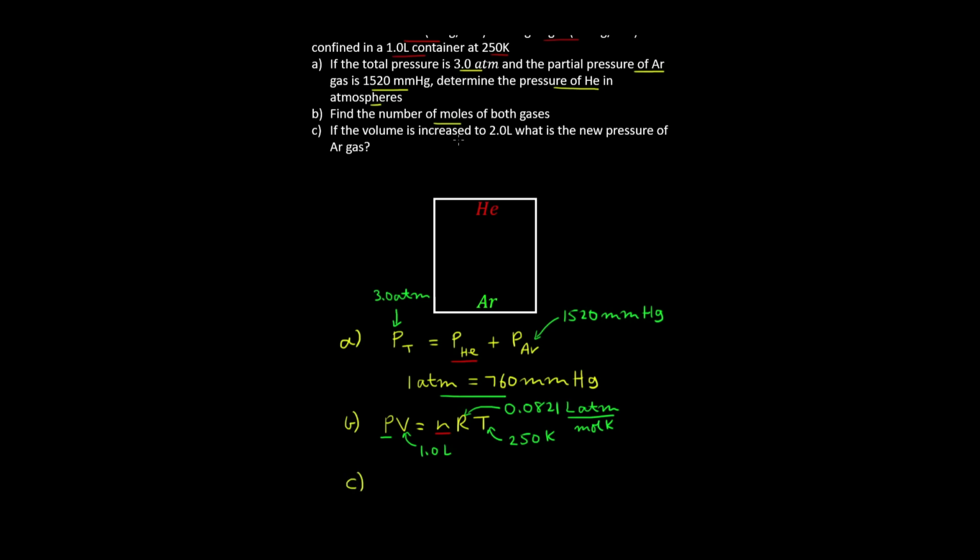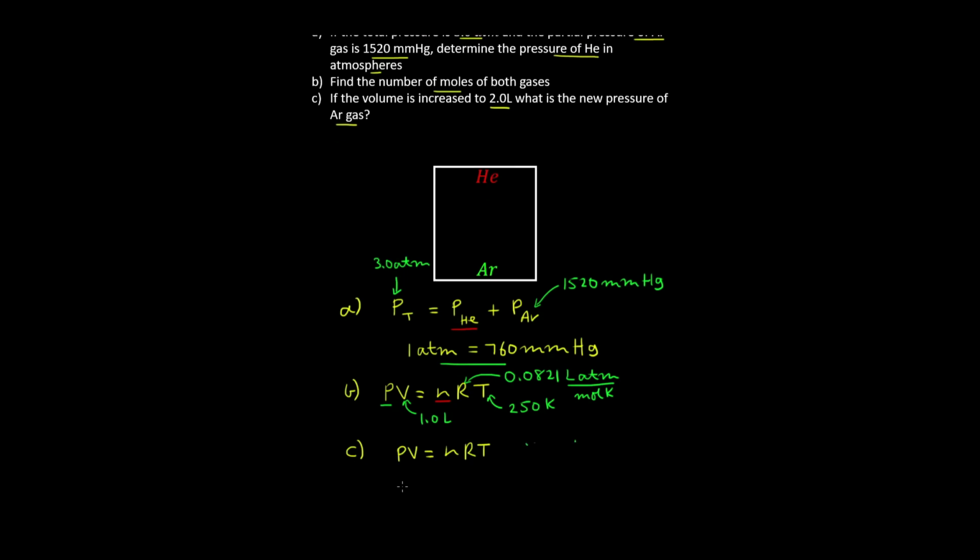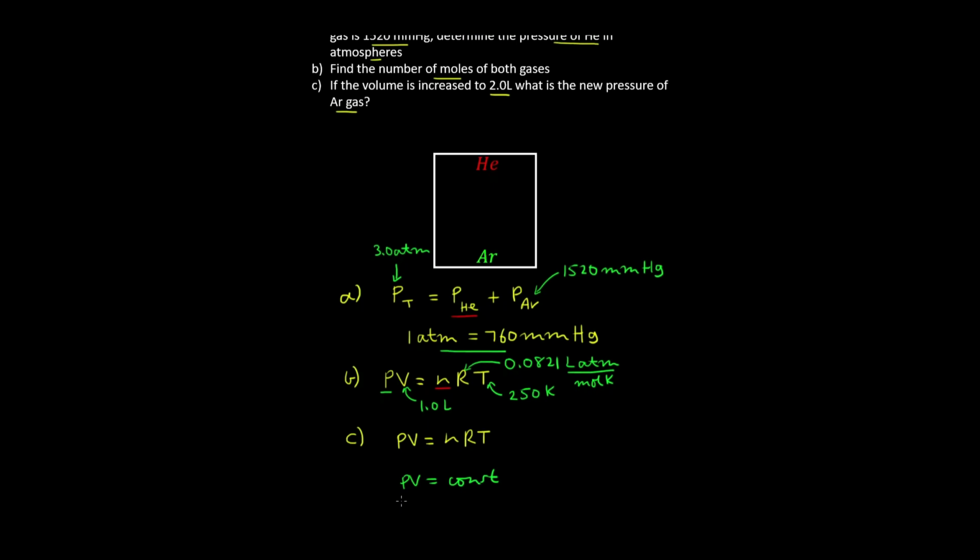And if the volume is increased to 2 litres, what's the new pressure of argon gas? Well, in this case, using the ideal gas law, where the temperature and number of moles of the gas is constant, so therefore the pressure times the volume is constant, and between the two states we can write the following expression. So given the partial pressure of argon gas from part A, and the initial volume of the container, and the new volume, we can solve for the new pressure.